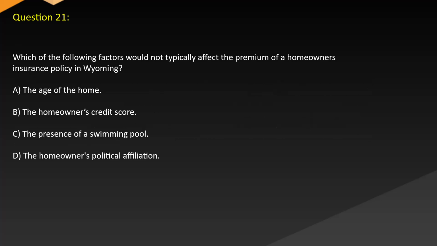Question 21. Which of the following factors would not typically affect the premium of a homeowner's insurance policy in Wyoming? A. The age of the home. B. The homeowner's credit score. C. The presence of a swimming pool. D. The homeowner's political affiliation.